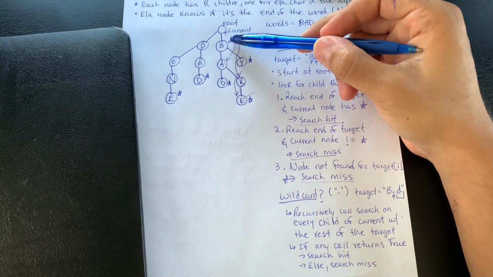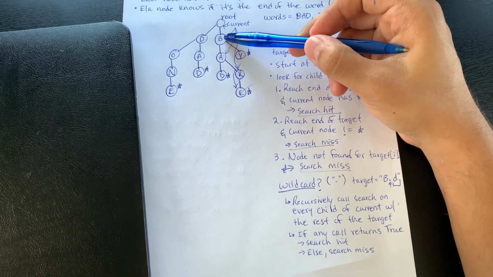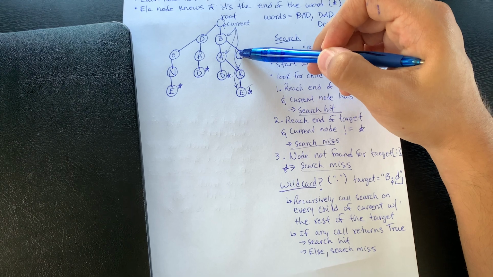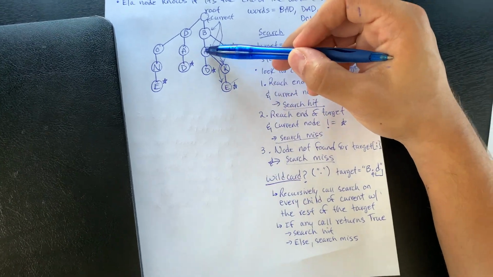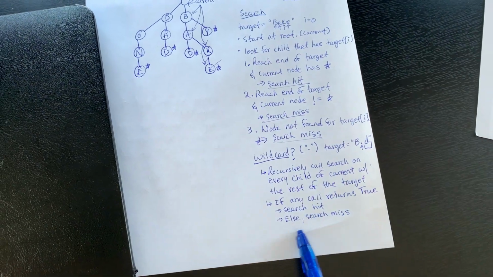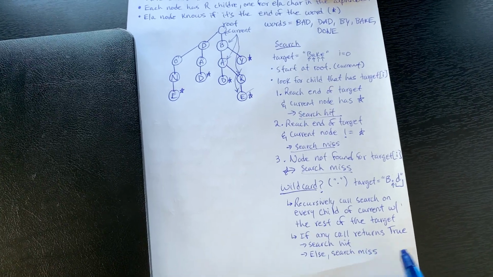So like I said earlier, if our current node is B and we hit a dot, we'll go through all the children of B and see if any of those recursive calls returns true. If any of them do, then we have a search hit. Otherwise, we have a search miss. But once we get to the code, it should be more clear.